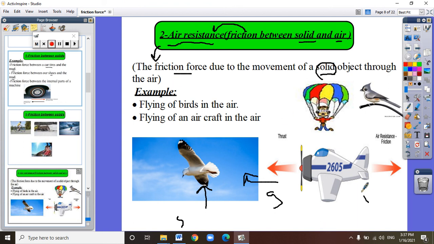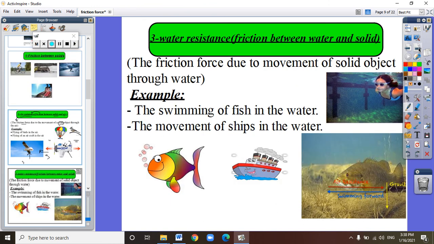And also here's the plane. The plane is a solid object, and when the plane is flying in the sky, the body of the plane, which is solid, is touching the air. So there is a friction force which is called air resistance due to the movement of solids through the air, and also the parachute. Okay, so we finished the friction force between solid and air, air resistance. Now we will take the water resistance.